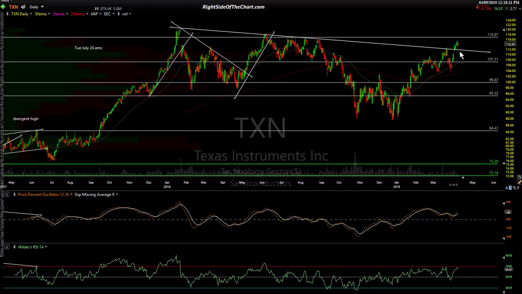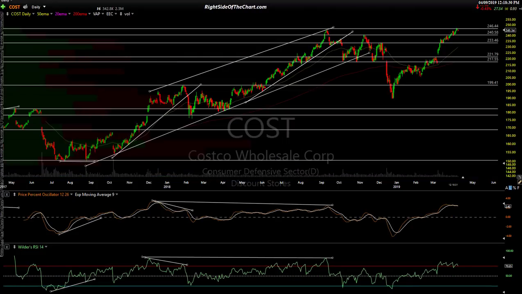TXN breakout, but more importantly on Texas Instruments, this stock has just been failing around this 117-ish level, going back to the beginning of 2018. So we'll see if it can take that out or if it fails that level. COST, Costco, coming up, testing its old highs. A lot of stocks are doing that because that's what the market's doing.